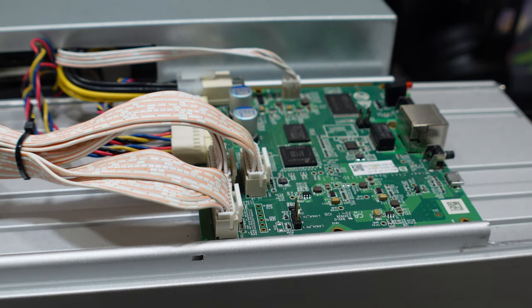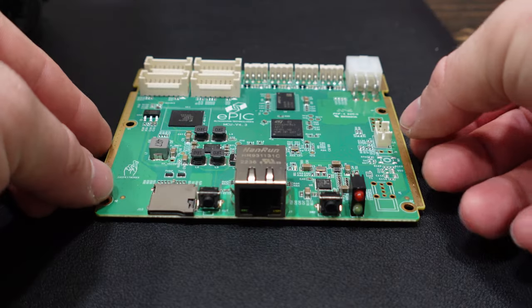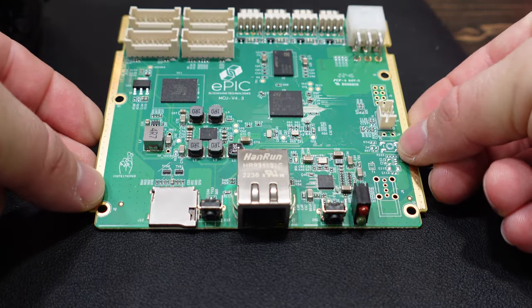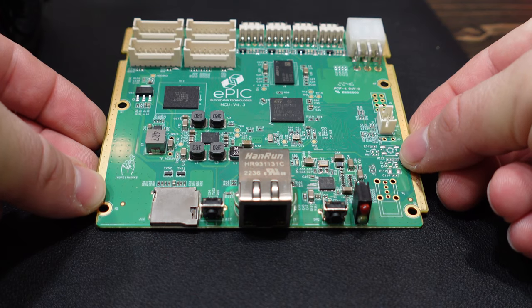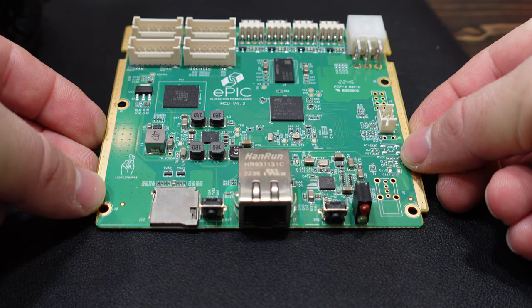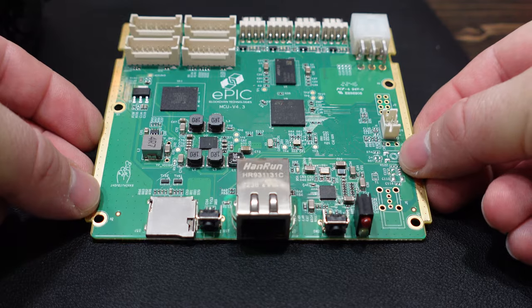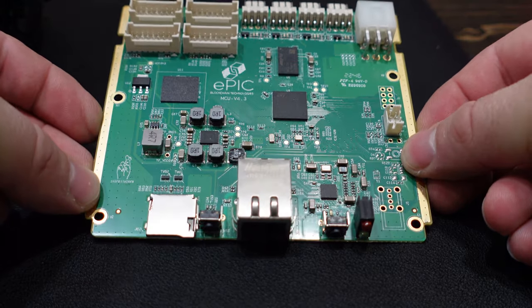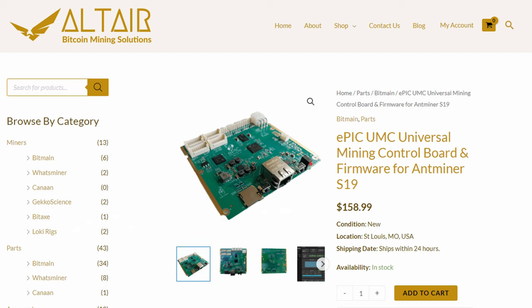So my next thought is, is the control board bad? And the only real way to test that is to have a replacement control board. And in that case, I am super lucky. I've had my hands on this Epic control board for months and never had a chance or a need for it until today. So these Epic control boards are super unique.